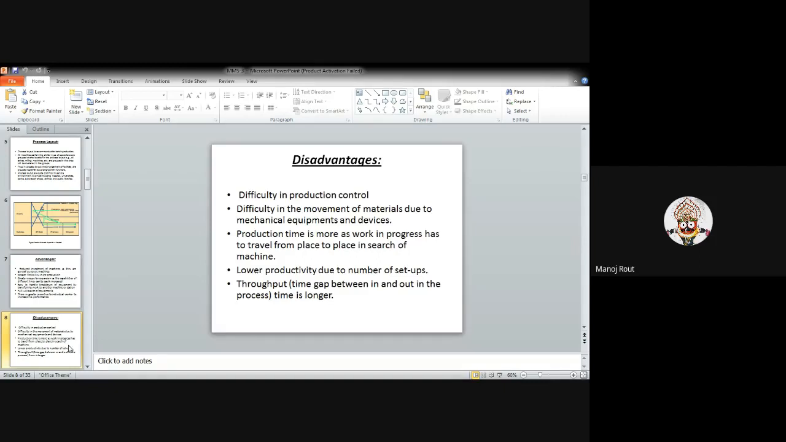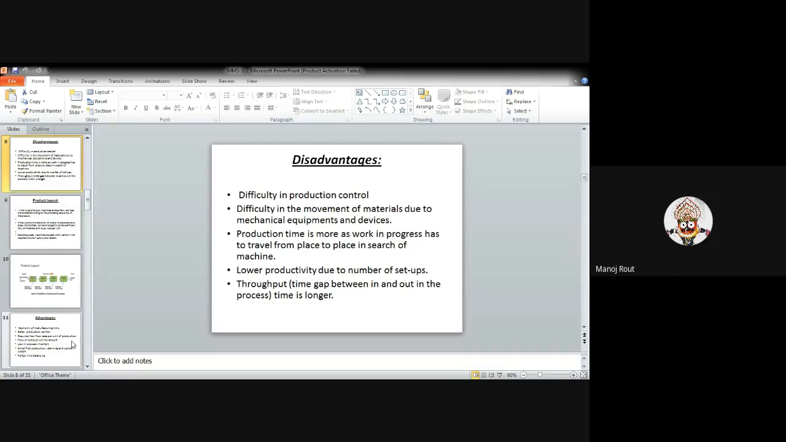Production time is longer, as the worker has to travel from one place to another in search of machines. Next is lower productivity due to the number of setups. It requires more time to set up and run the machines. It also has disadvantages like throughput. As you know, throughput means the time gap between the input and output of a process, and the throughput time is very much longer in the case of process layout.